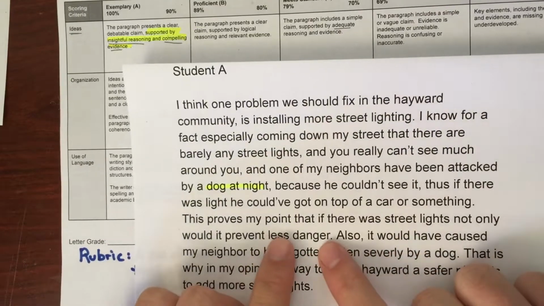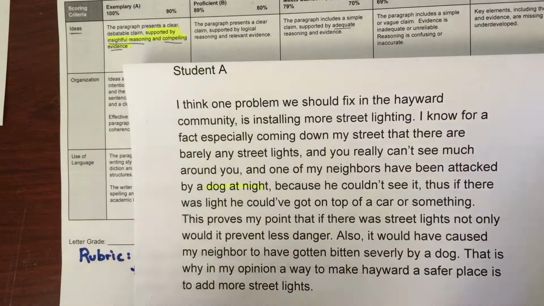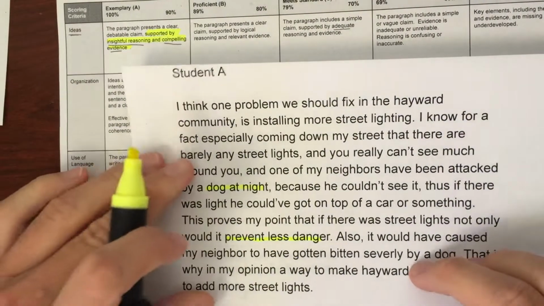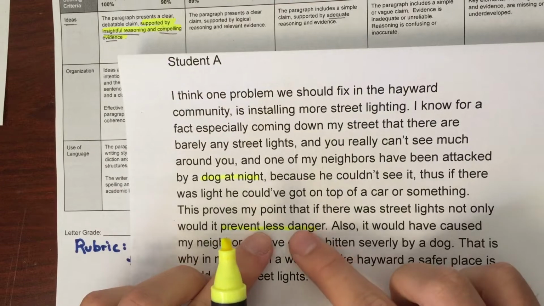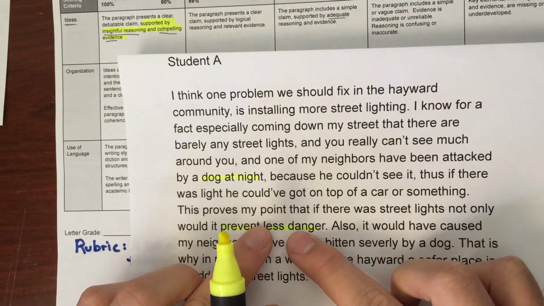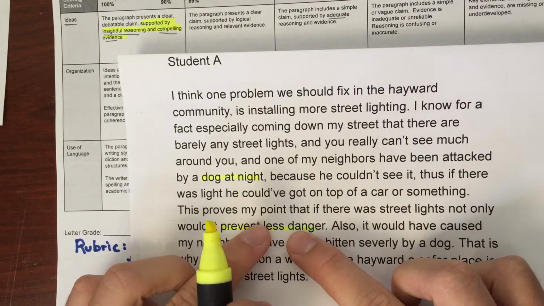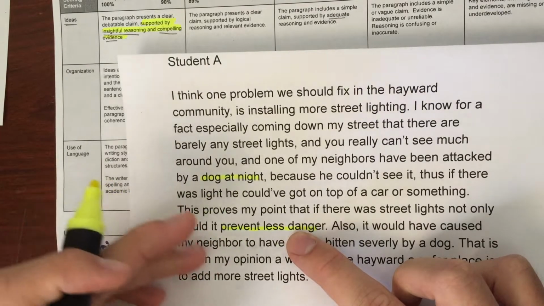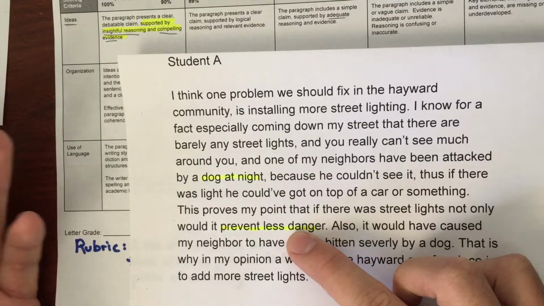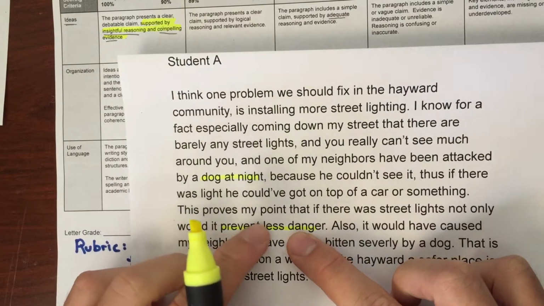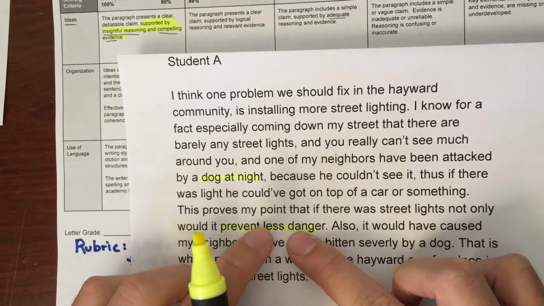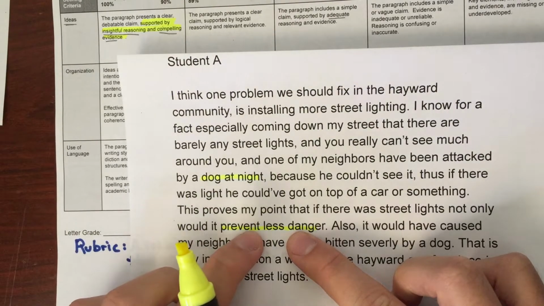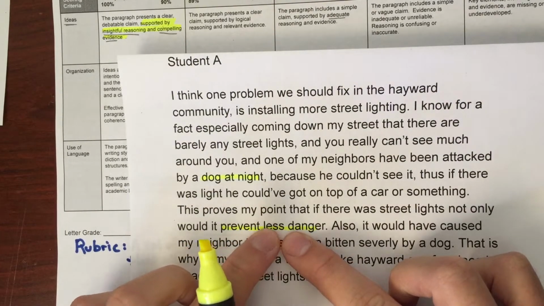This person also references the fact that it would prevent less danger, but really what I'm looking for as a reader here is to explain what this other kind of danger would be. Would streetlights reduce crime? Would they shed light on dark alleyways where things would be happening that the community wouldn't want? So what I'm looking for here is for this author to be a little bit more explanatory with their reasoning. What are these other forms of danger?